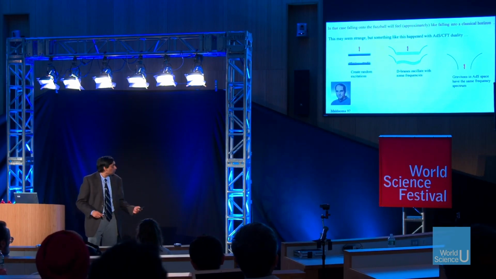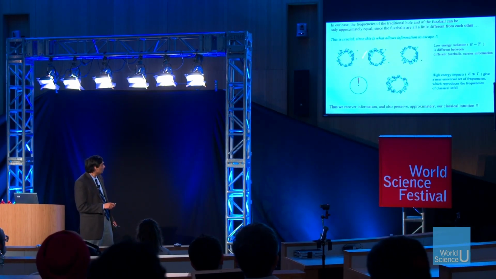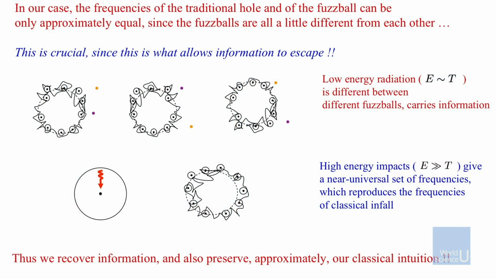You might have heard about it. Maldacena is very famous for having discovered that branes can actually be replaced by space-time. And now we're asking for something very similar. There are all the different fuzzballs, so at low energies, at the temperature of the black hole, they radiate differently, and the information goes out. But when you hit them hard, when you fall onto something, energy is very high. At high energies, these oscillations are basically the same for all these guys, and they mimic free infall, and so you get the physics of effectively falling in.